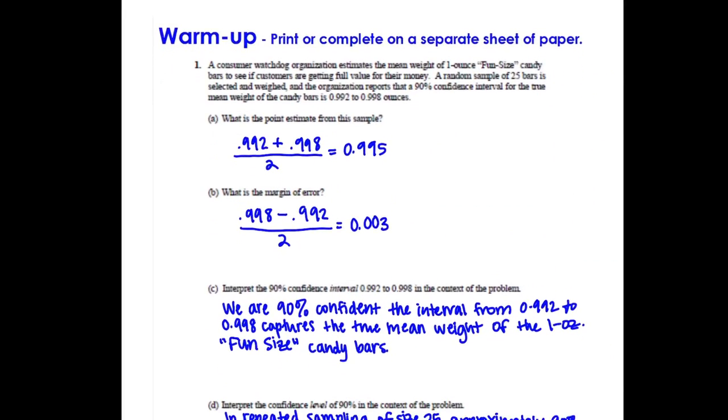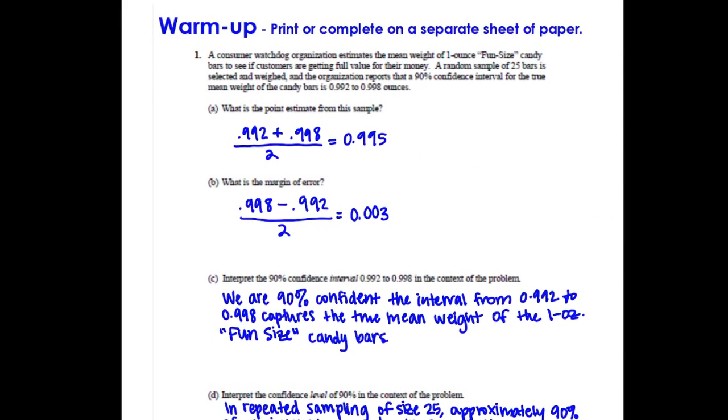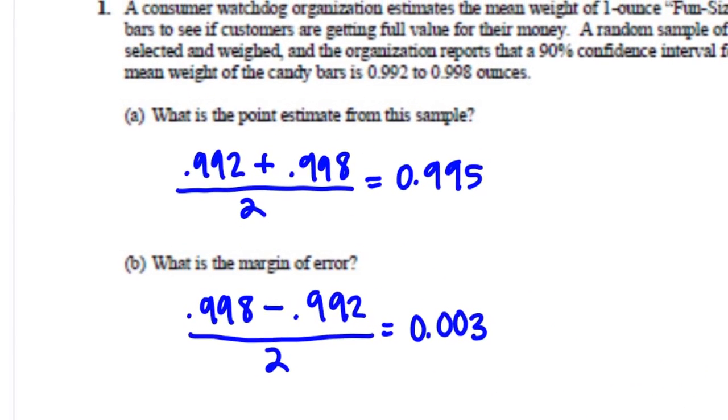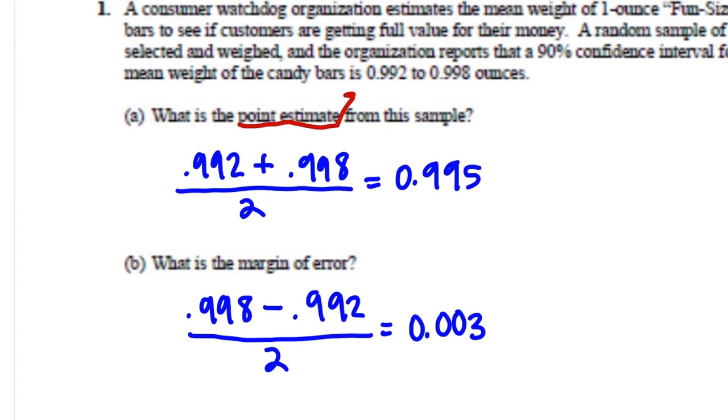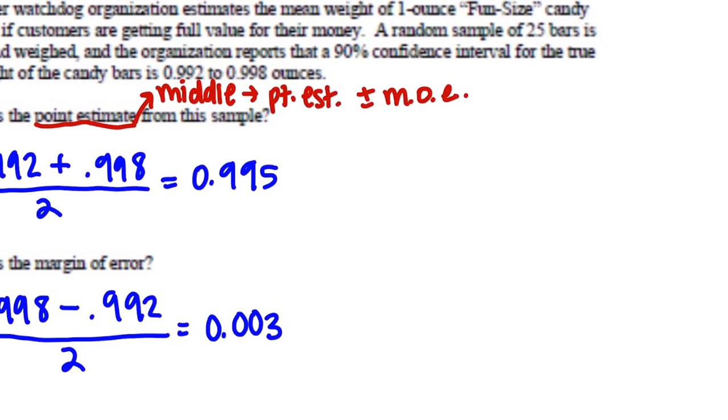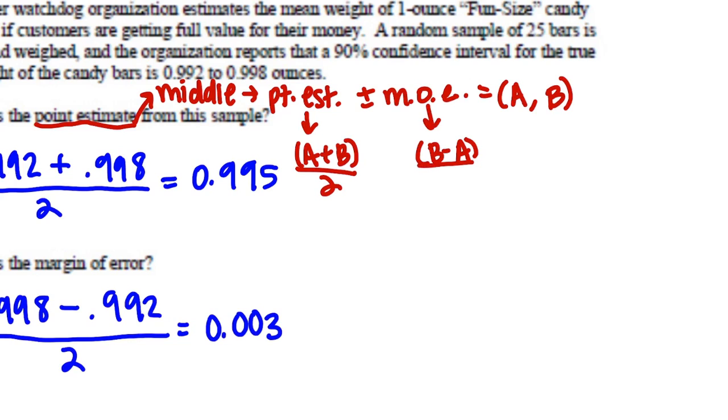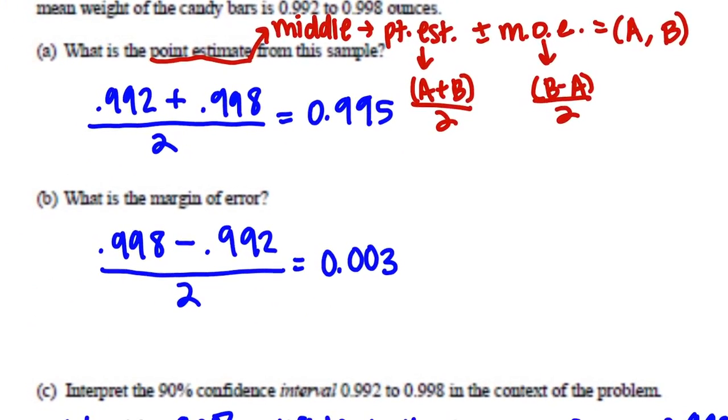All right, so I am going to just remind you guys of a couple things from yesterday when we go over these answers. So the point estimate, one thing to remember it by is that it's the middle of your interval. So remember, it's point estimate plus or minus your margin of error. And so when the interval is in the form A to B, that equals the lower to the upper. And so this is (A plus B) over 2, and that can be (B minus A) over 2. There are other ways to find it, but those are the two ways I'm using here.